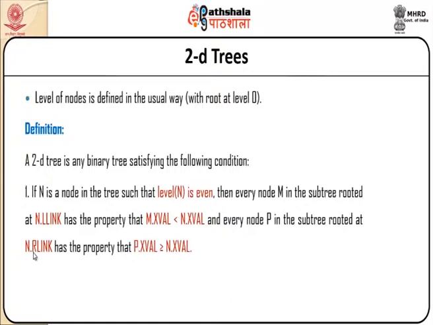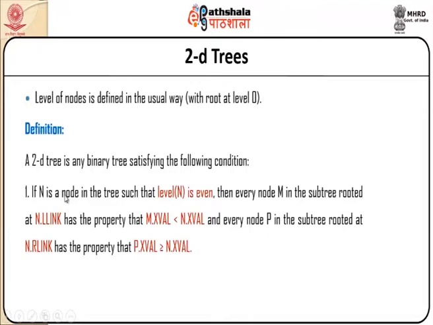satisfying the following condition. If n is a node in the tree such that level of n is even, say the root node is supposed to be level 0, the node that I am supposed to insert would be of level 1. So, in that case what should be done, and if the node that I am trying to insert is of level odd, what should be done. So, I am basically looking at whether the level is odd or even. So, level 0, subsequently when I wanted to insert one more node, then it becomes a level 1 node.